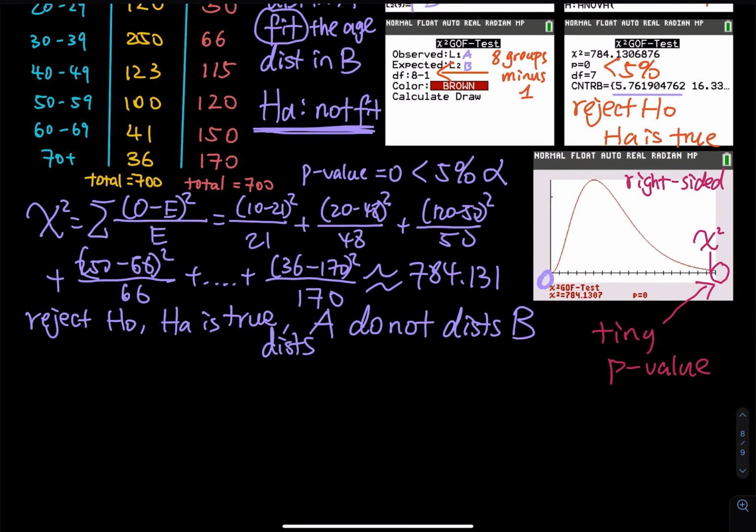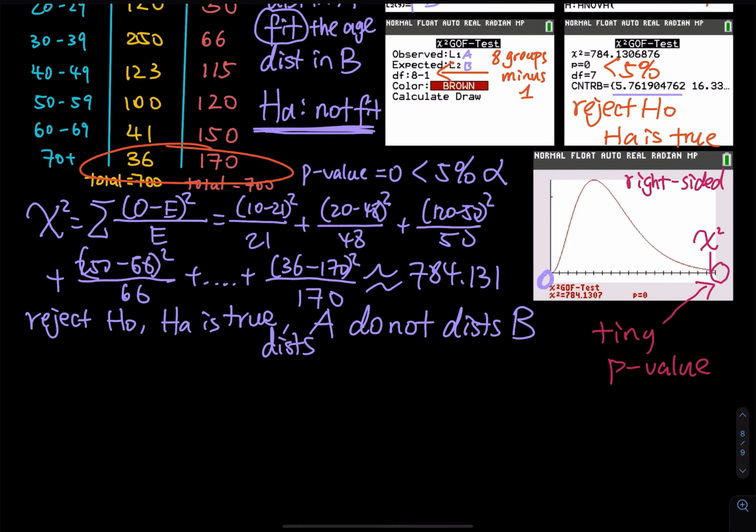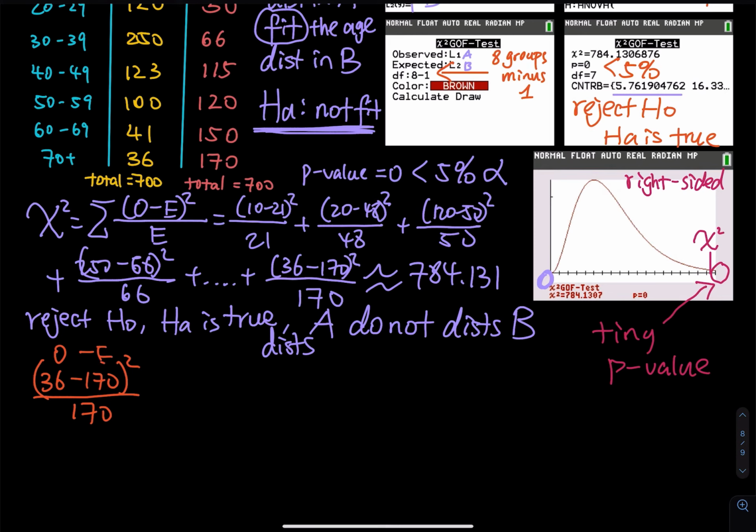How do you calculate the chi-square statistic? You take observed minus expected, squared, divided by expected, right? So let's take a look. How about this? I am going to look at the last pair, 36 and 170. The way you do this is you take 36 minus 170 and then square, you divide it by 170, right? So this is observed minus expected.